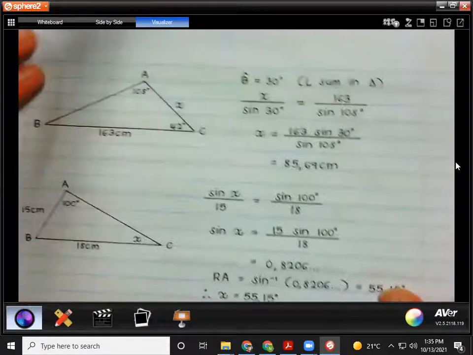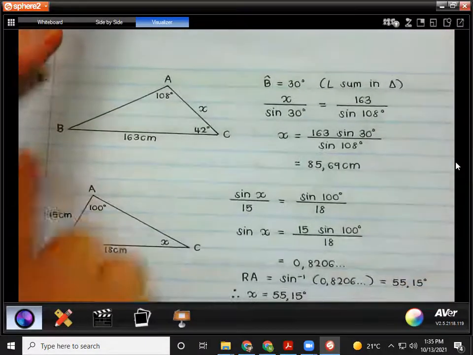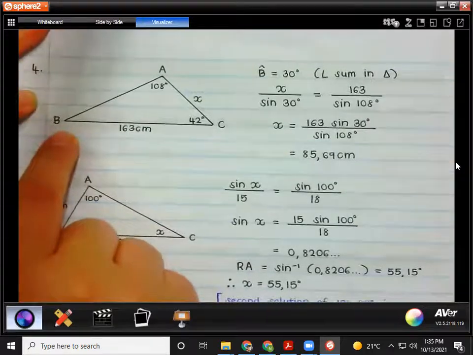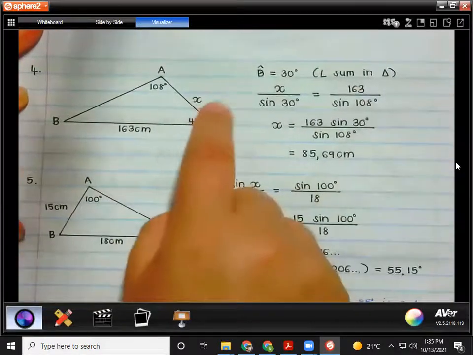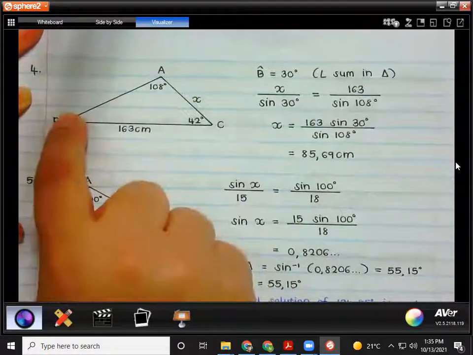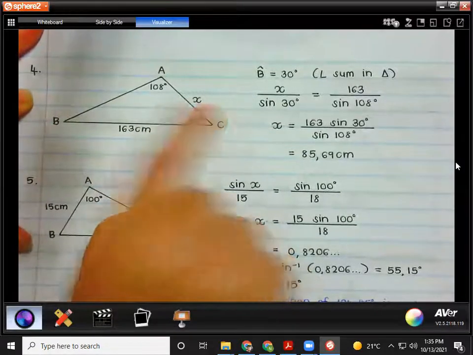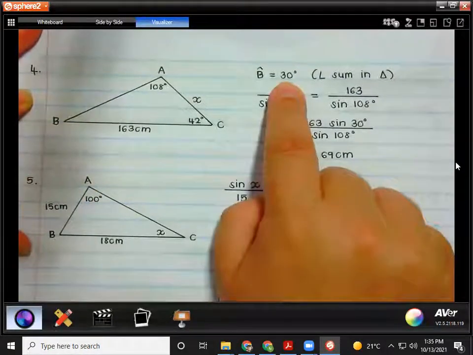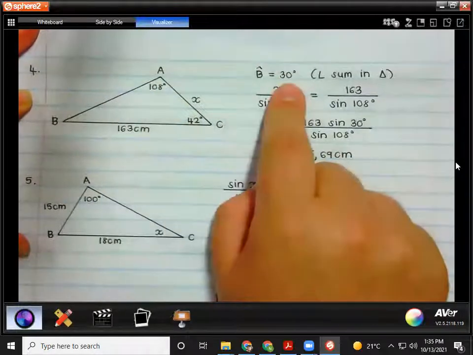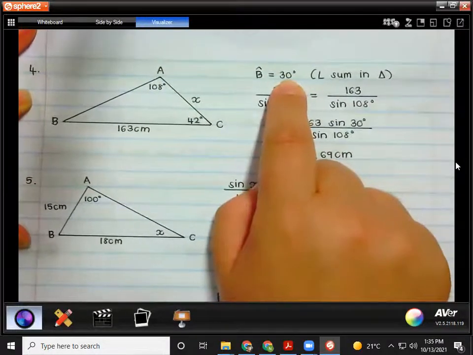Okay, let's look at 4, 5, and 6. Number 4. You also had to find angle B first. This is the one that we spoke about yesterday. So in order to use sine rule, you need the opposite angle to the side. So we need that angle. So you just do 180 minus these ones, and you would get 30 degrees.